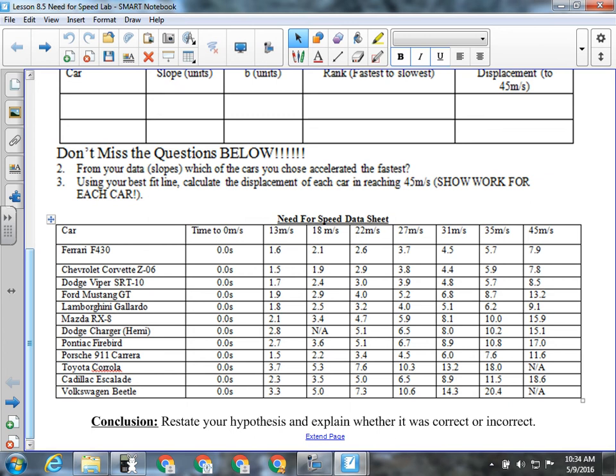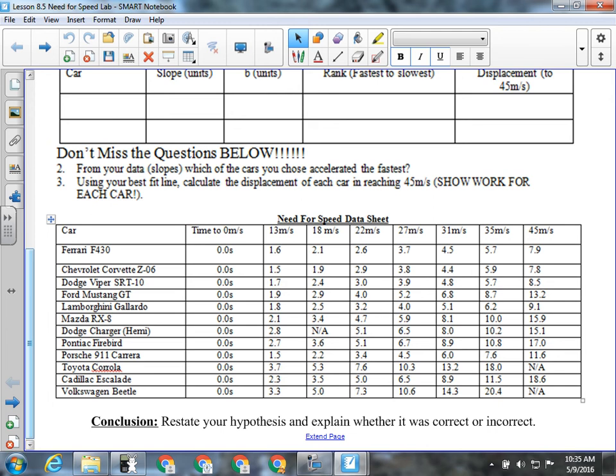Yes, you do not want to use the times from this chart. Why not? Wouldn't that be easier? Well, actually it would, because it's right here. Except, is this point likely to be on your best fit line? No. All right, so you are going to have to do a y equals mx plus b calculation so that you know how long it takes your car on the line to reach 45 meters per second.